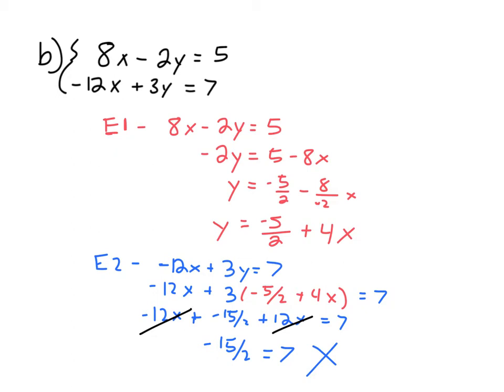Now it makes sense why it's called an inconsistent system, right? Because it seems like an inconsistent thing that just happened. So there's no solution. And if you were asked to write your solution set, you could write the null set, which just looks like that. Okay, let's do one more example.